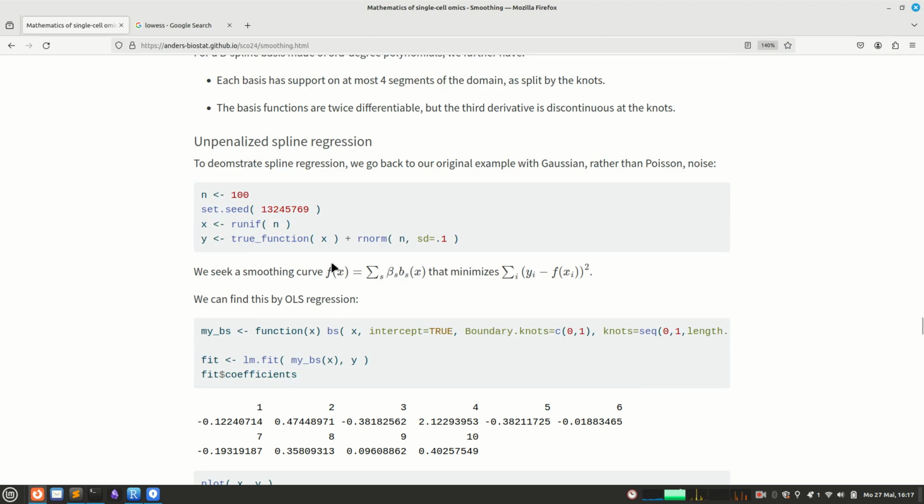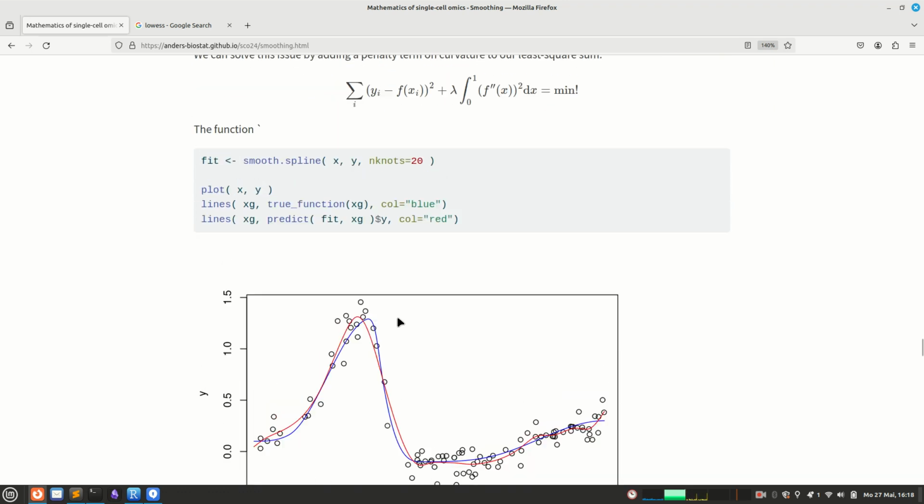So far we have just said we want to make a linear combination of these basis functions such that the distance between the data y values and the fitted y values is minimal if you add up the squares. And now we replace this here.